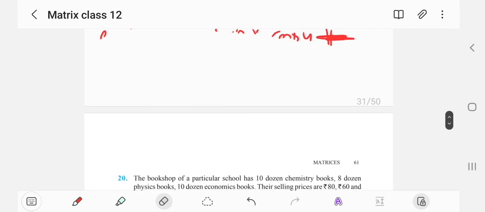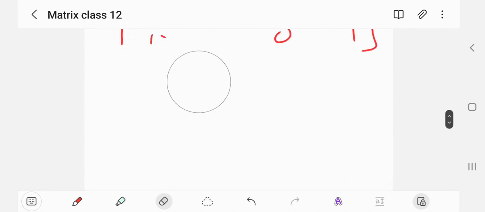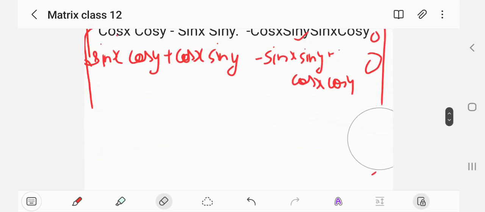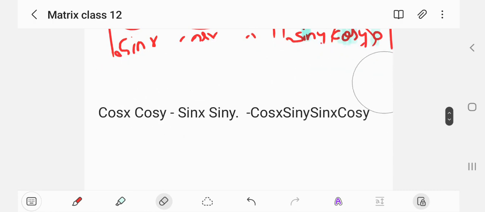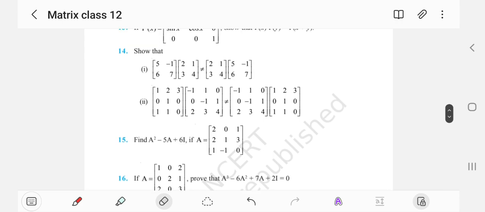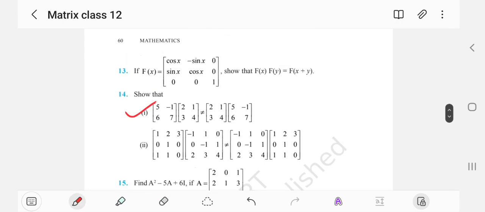Now let me erase it and let's move to the next question, which is question number 14. In question number 14, what have we been asked? We have to show that both these LHS and RHS sides are not equal to each other. So basically this question is also very easy. Just first simplify this LHS part, then simplify this RHS part and show that they are not equal. They will not be equal when the corresponding entries are not the same.